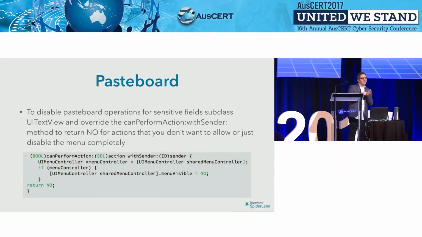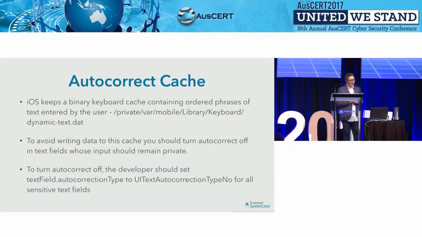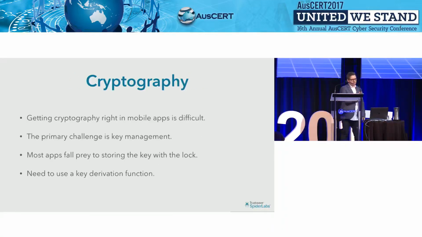When you copy and paste something, you see the little menu that pops up. Doing this for any action will just take it out of that menu, and that code will actually just disable that entirely. Autocorrect cache: to facilitate autocorrect, it keeps a binary keyboard cache containing ordered phrases of text entered by the user. You should turn autocorrect off in text fields whose input should remain private, and you do that by setting the text field's autocorrectionType to UITextAutocorrectionTypeNo for all sensitive text fields.